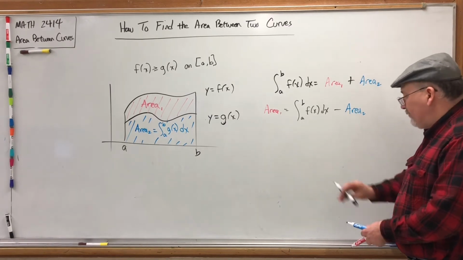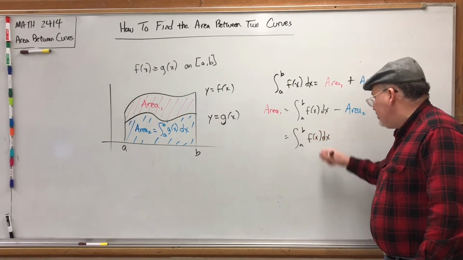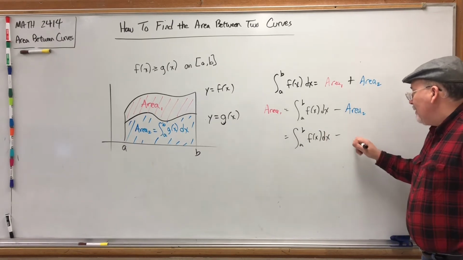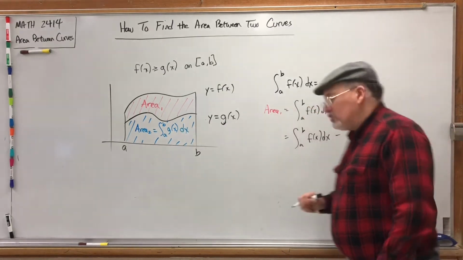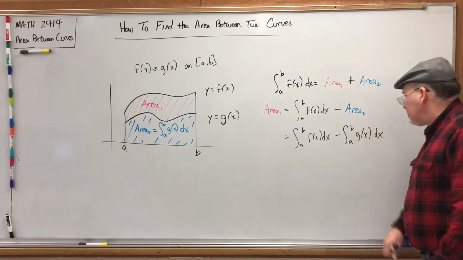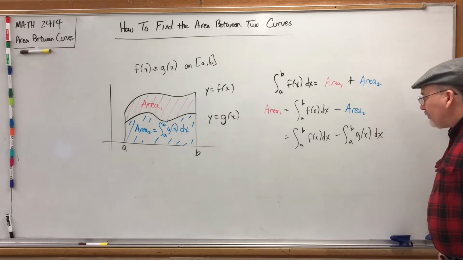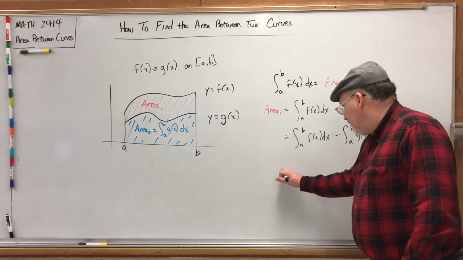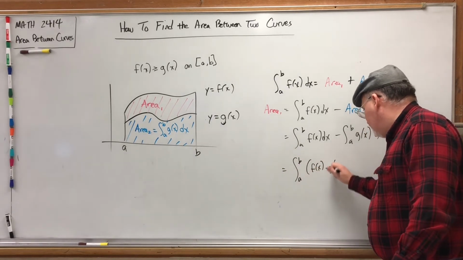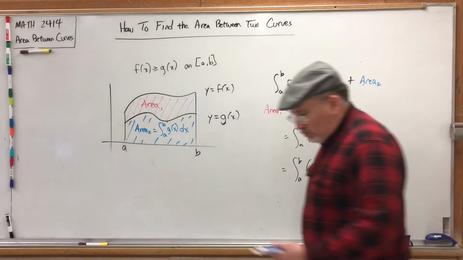But where did the blue area come from? The blue area came from doing the definite integral for g. So our red area is the integral from a to b of f of x dx minus the same thing for g. Integral from a to b of g of x dx. But because of the linear nature of the integral operator, we can combine this into a single integral and say the integral from a to b of f of x minus g of x dx. And that is our setup to calculate the area between.